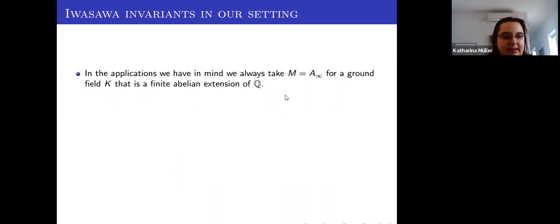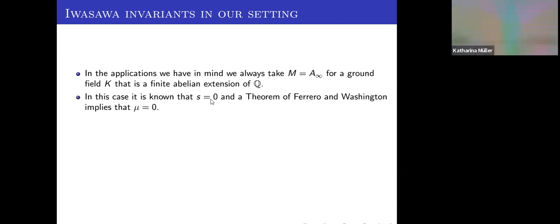And in the applications we have in mind, we will always take M to be A∞ for a ground field K that is a finite extension of Q. So I don't have a minus here anymore. So I take the projective limit of the whole p-class group. And in this case, it is known that s is equal to 0. And the theorem of Ferrero and Washington implies that μ is equal to 0.